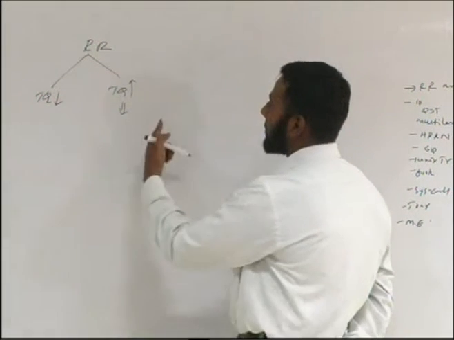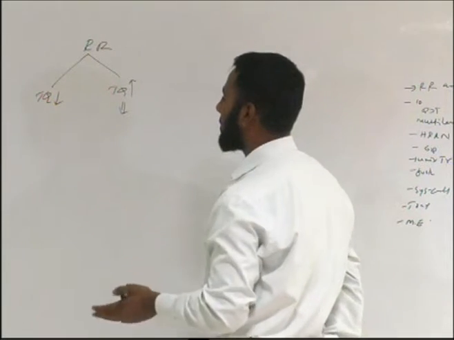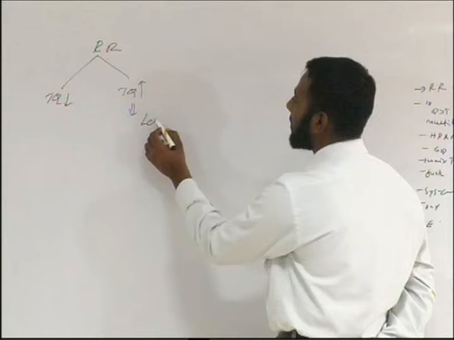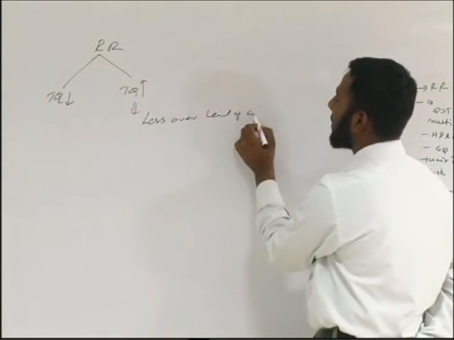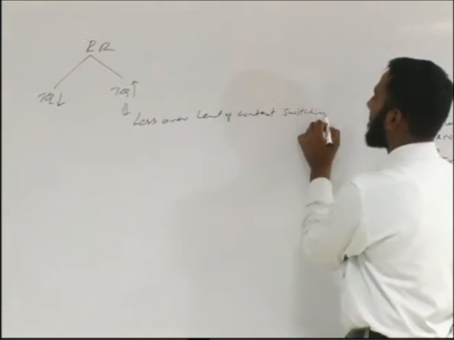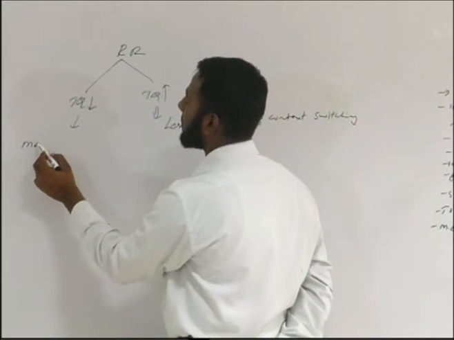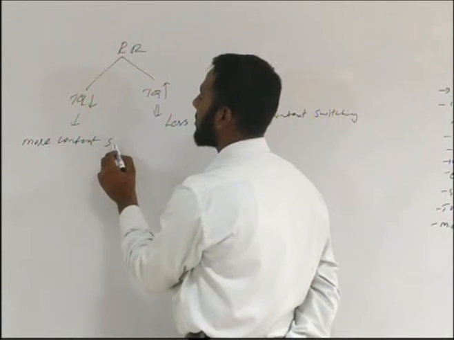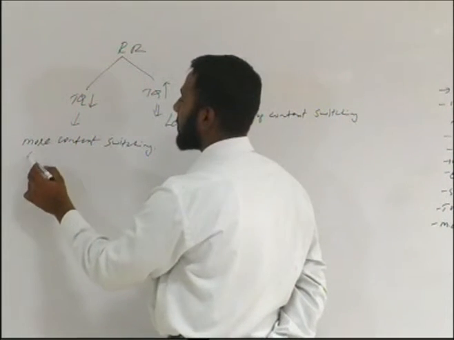Right? Now, here we have seen the time quantum can be big or it can be small, and different outcomes will happen. If it is large, then there will be less overhead of context switching. If the time quantum is small, then there will be more context switching, so more overhead.